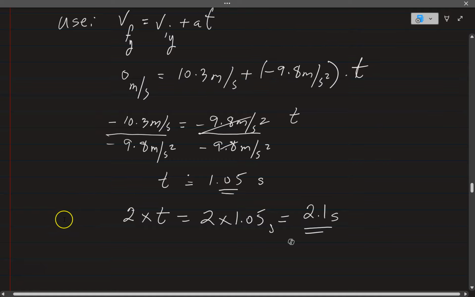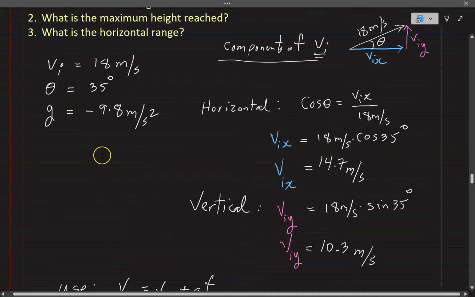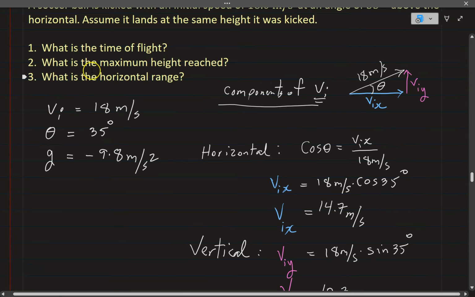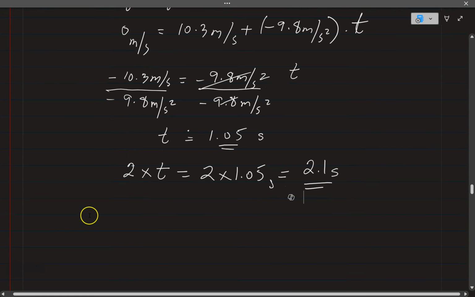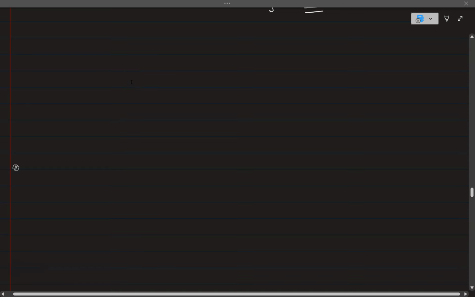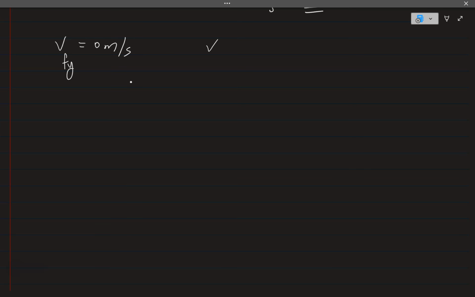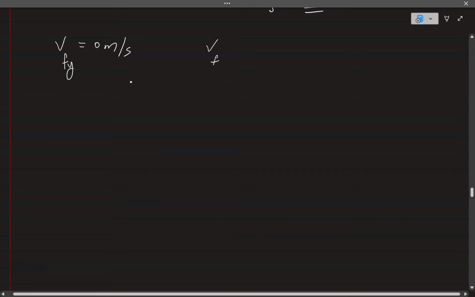Okay, so now let's look at part B, or the second part of the question. What is the maximum height reached? Let's go ahead and look at that. For maximum height, we do know that V final y is 0 meters per second. And in this case, we're going to use this one because we're going to find the distance. This is the formula we're going to use.